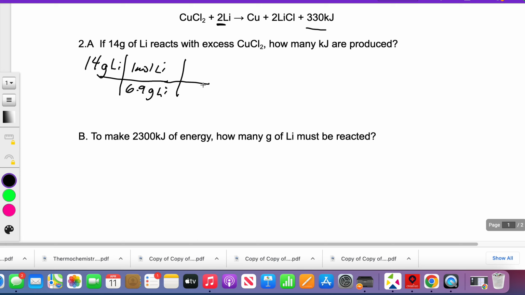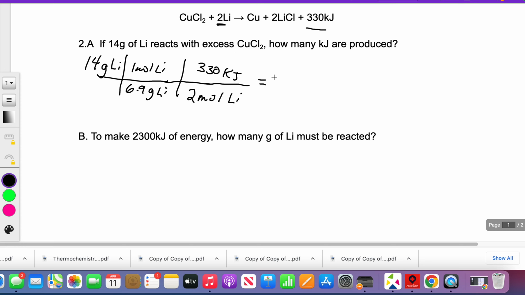And then you're going to do the mole to energy ratio. So look, I have moles lithium here, so I got to look at the equation. For every 2 moles of lithium that react, I'm going to get 330 kilojoules. A big mistake that some people make is they go 14 grams and change to moles, but they don't write lithium here. So when they're doing this step down here, they don't know what to look for in the equation. But because this is moles of lithium, you have to have moles of lithium here. You get the mole to energy ratio from the equation.